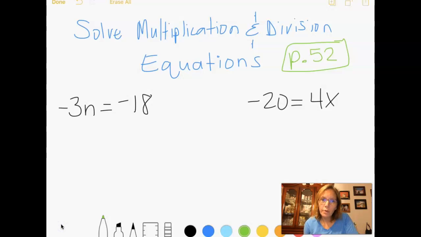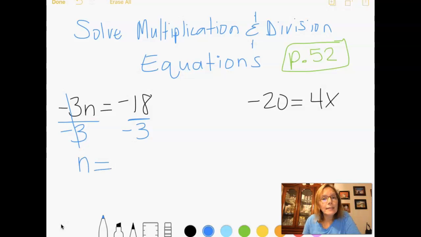Okay, let's do a couple more of these multiplication examples, and I forgot to tell you I'm on page 52 in the textbook, so please follow along. Sorry about that. Okay, so again, I see negative 3 times n, so I'm going to do the opposite. I'm going to divide. And I'm dividing by whatever's next to the variable. So since negative 3 is next to the variable, that's what I divide by. Whatever I do to one side, I have to do to the other.